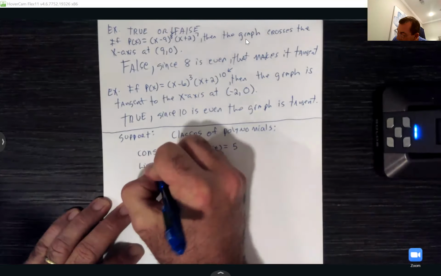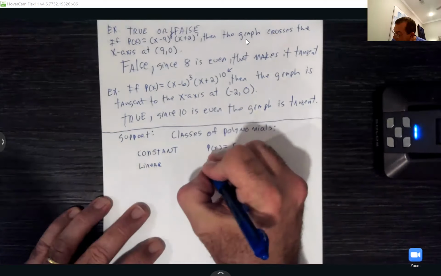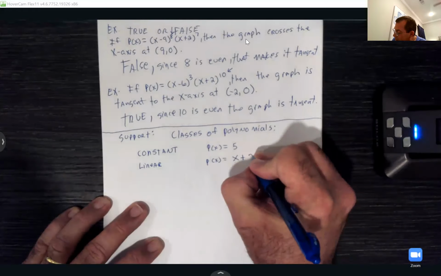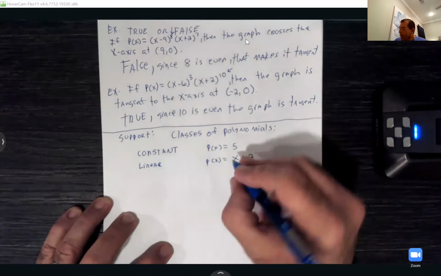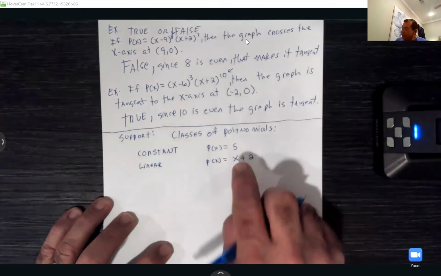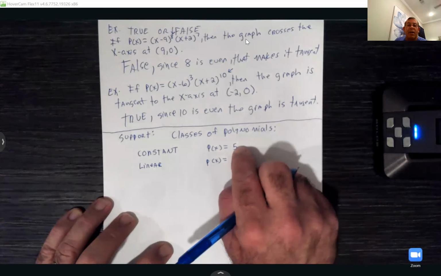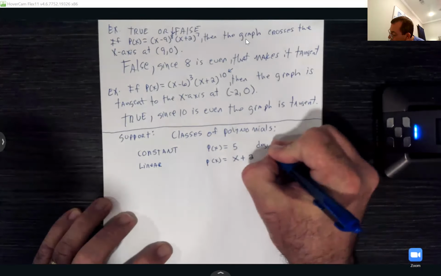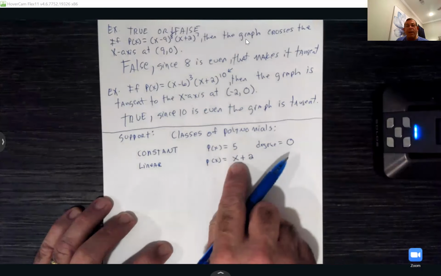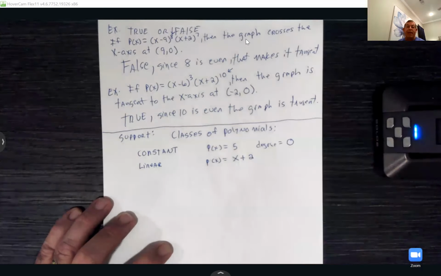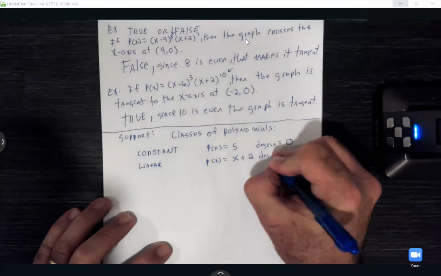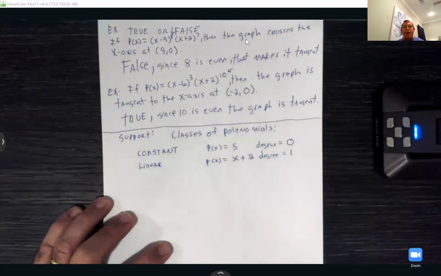Linear looks like a line. So to be linear, you'll have something like x plus 2. And then I'll show you what the degrees of these are. If there's no variable here and it's just a constant number, the degree of this is 0. Y'all, what exponent is by this x up here since I don't have an exponent? 1. So that means this has a degree of 1.